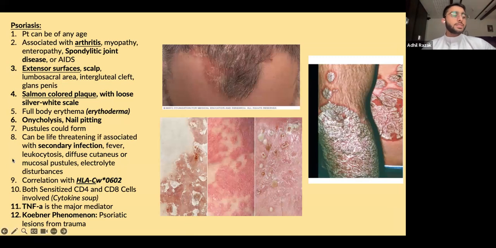All right, psoriasis patients can be of any age. It can be associated with arthritis, as you know. In psoriatic arthritis, most of the time the patient first has the psoriatic skin lesion, and then they develop the arthritis. So it is associated with arthritis, and the patient could have enteropathy, which is the GI disturbance. It could be due to a spondylitic joint condition or even AIDS.